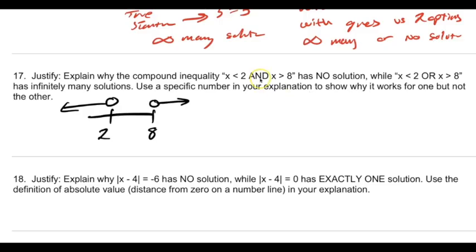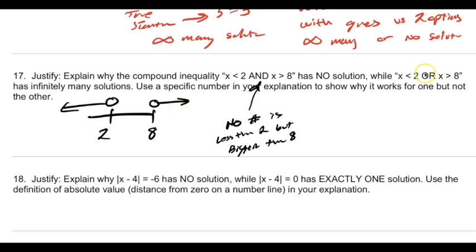So why does and not work? There's no overlap. There's no number that's both less than 2 but greater than 8. So that's why it works. No number is less than 2 but bigger than 8. Right? No number fits that criteria.